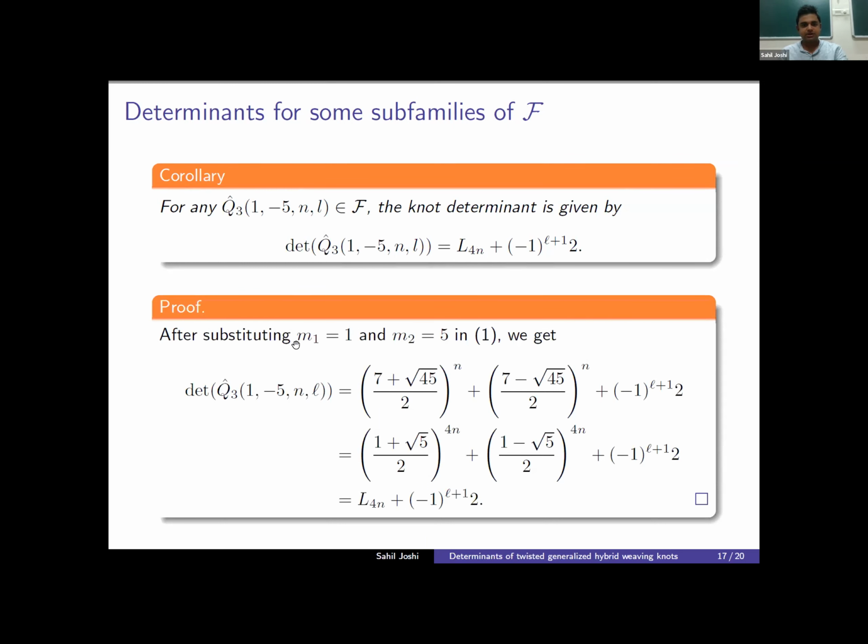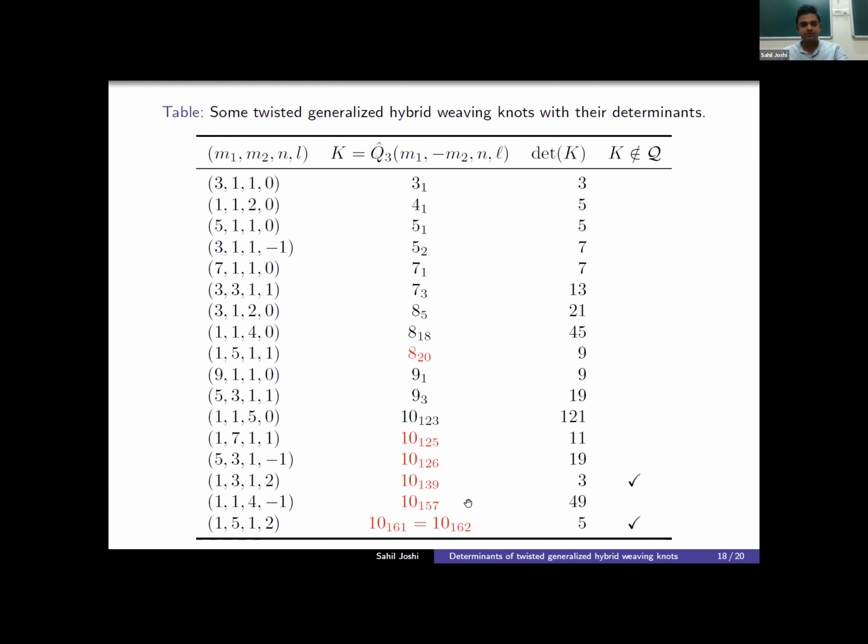This can be achieved by substituting M1 equal to 1, M2 equal to 5, and N, L, N, R. So why is this interesting? If I substitute N equal to 1 and L equal to 2, then I get the Perko pair in this family, whose determinant can be given by this formula. It is already known what the determinant of the Perko pair is.